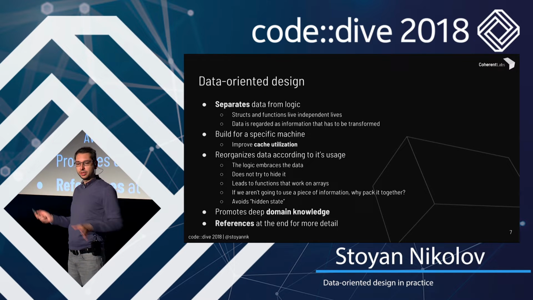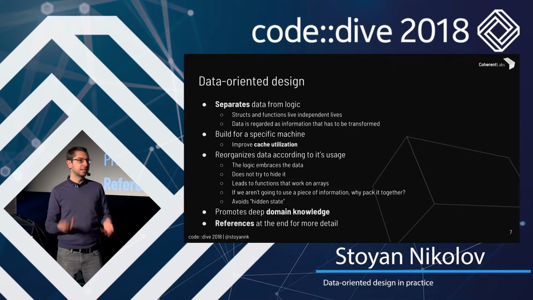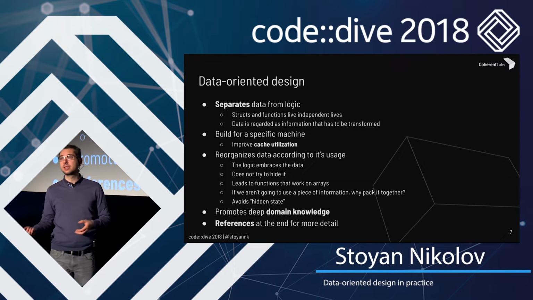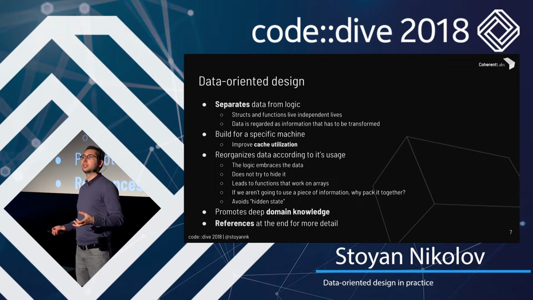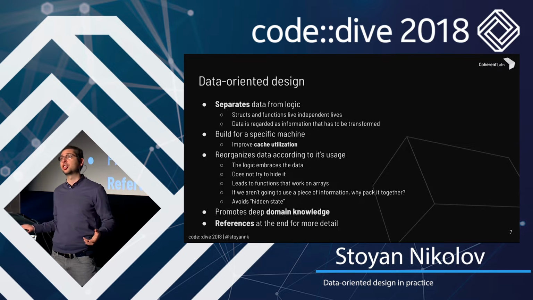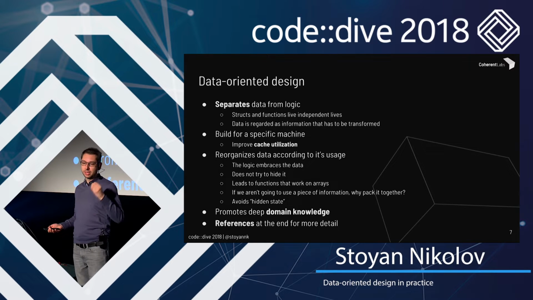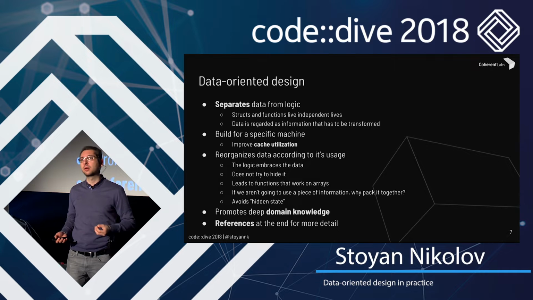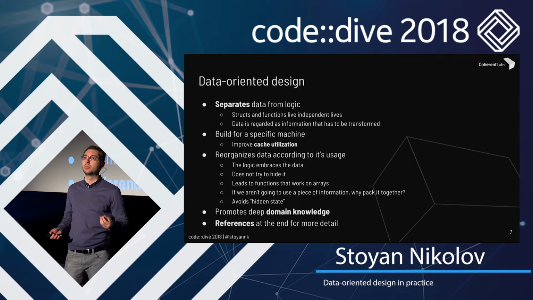So the gist of data-oriented design is the separation, actually, of data from logic. You try to embrace the data, you try to reorganize it the way that the machine will most well use it. So you're no longer programming for this abstract machine that doesn't exist. You think about how the actual machine, the actual hardware will work, and try to design your program in the way that it will work best.